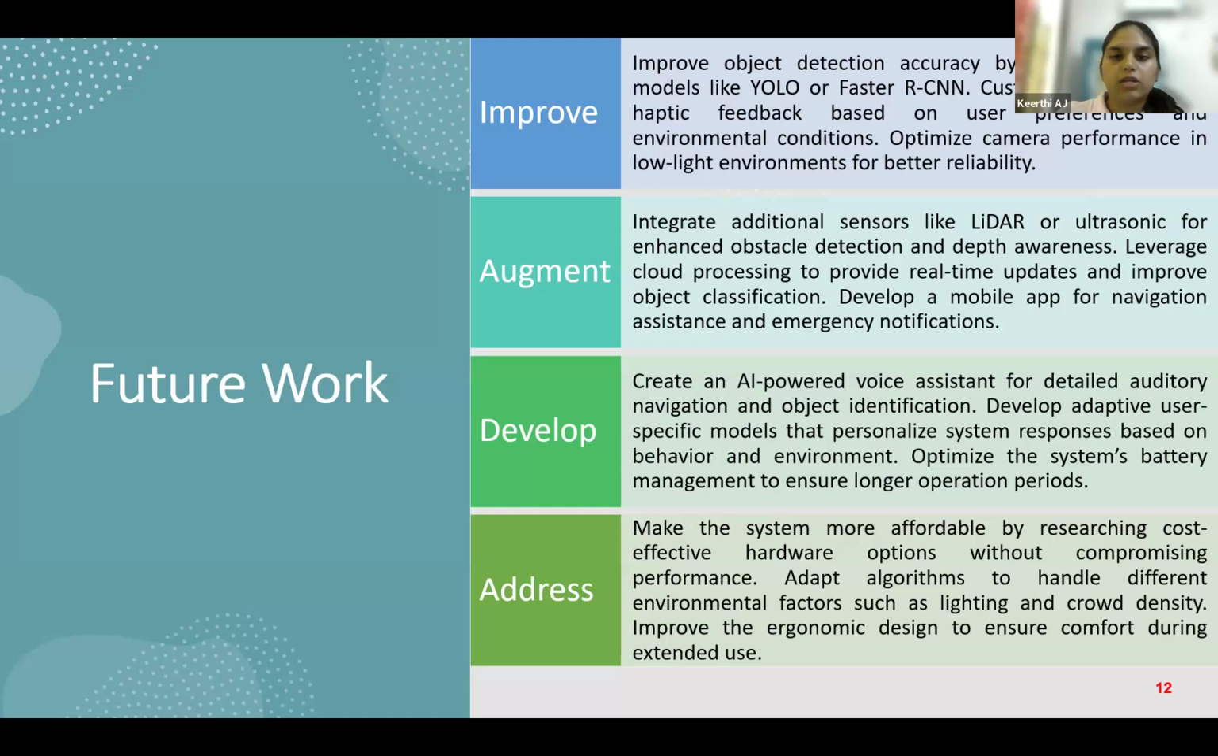And we would also like to integrate an AI powered voice assistant for detailed auditory navigation, which gives an idea of the environment. And we will keep constant on the more affordable side, and it should not compromise our performance.